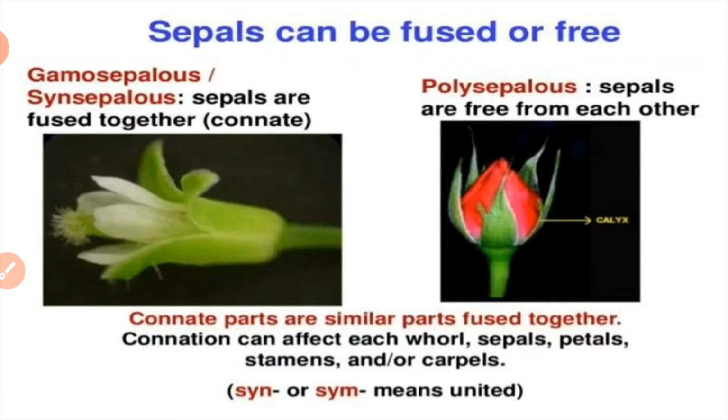So sepals, if they are united, then it will be gamosepalous. And if the sepals are free from one another, as in the case of rose, then it will be known as polysepalous. Poly means many sepals, but they are free, and gamo means fused, sepalous means this calyx.